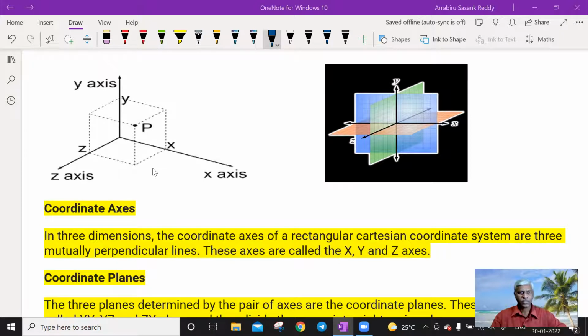You can see in this figure, this is the X axis, this is the Y axis, and this is the Z axis. So in this figure, this line X dash, if you extend this line, this is the X axis, and Y dash, Z dash. So these lines are mutually perpendicular to each other.